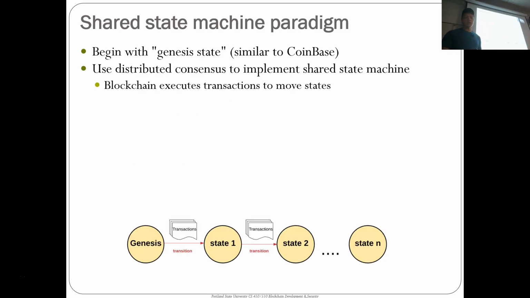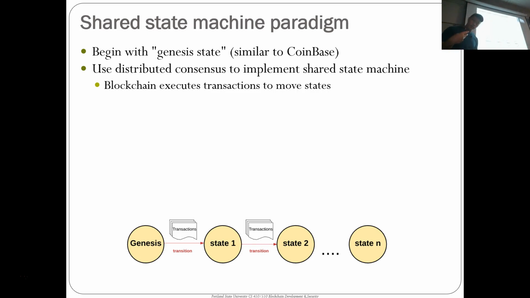Okay, so it's got this shared state machine paradigm. You begin with a contract, its code, and a genesis state. And this is similar to the Coinbase. You have to have some starting point of a smart contract, and this is typically when you create the contract on the blockchain. And then there's a constructor that you call that says, this is the initial state of my process. It's sort of like program loading in a computer, where you're loading the program, you get all the state that you want set up, and then you call main for a C program at least.